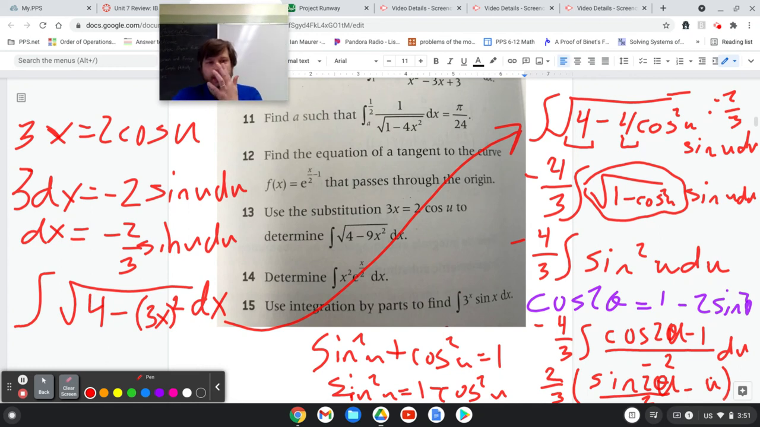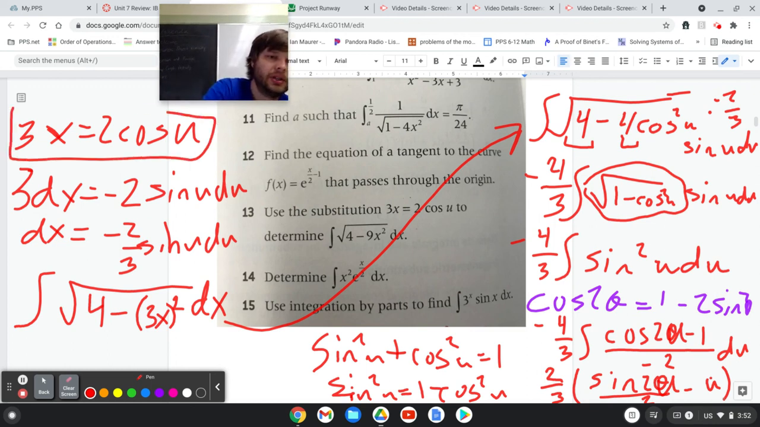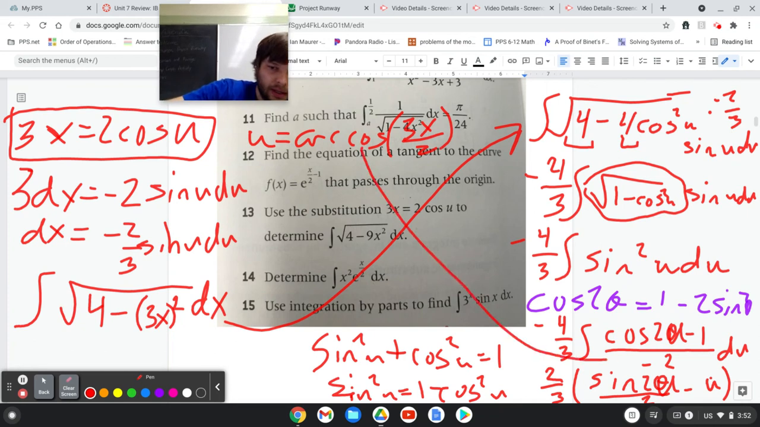And then the very last thing to do is to un-u it, because the question came in terms of x. So I'll just take that same value there, and I know that u is related from this original equation, so that u is equal to the arccosine of 3x over 2. And so the last piece is just taking that right down into there and down into there.